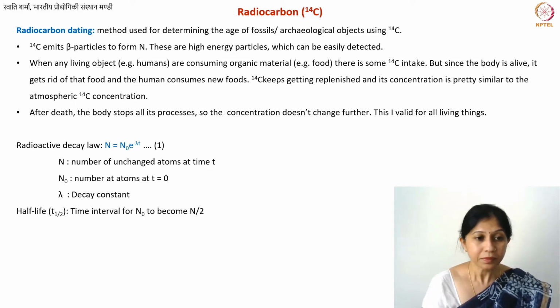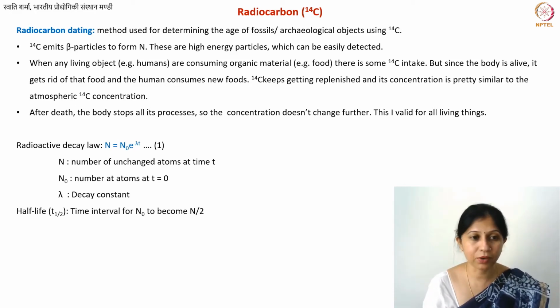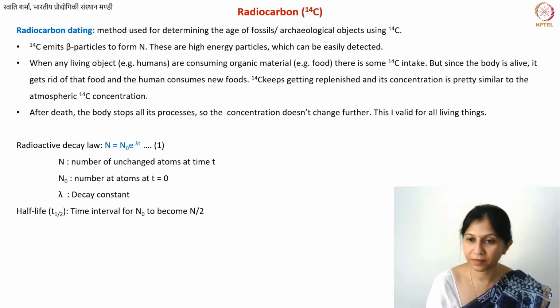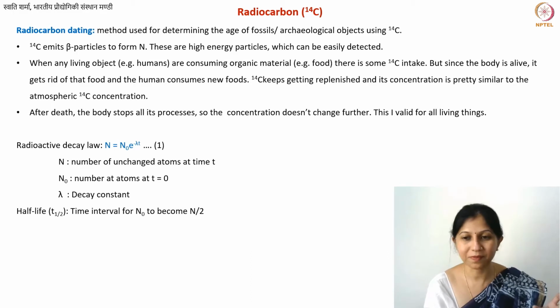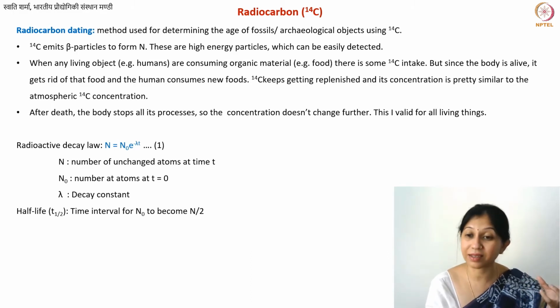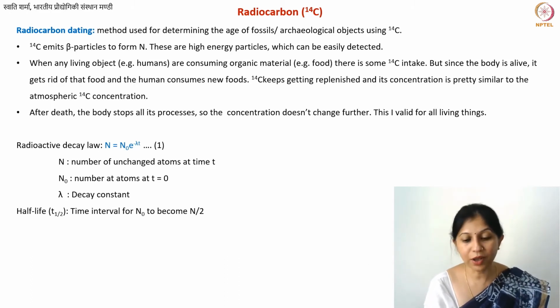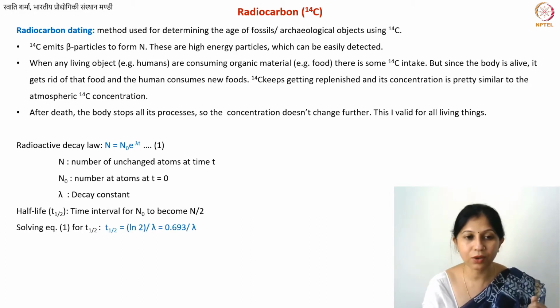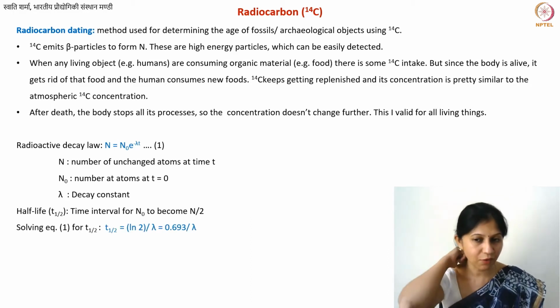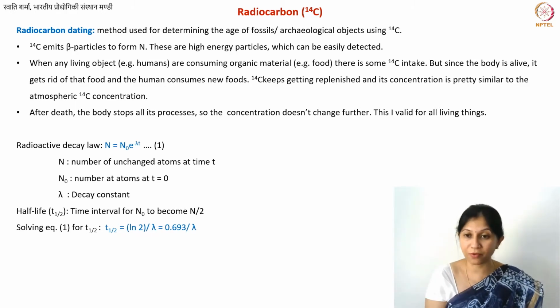Now, one more thing, probably you remember the half-life, when you have half of the radioactive material left. You define it as the time interval in which your N0 becomes N by 2. If you insert these values into equation 1, you will get a value of T half for everything. The general formula for T half is 0.693 by lambda, and I'm sure you remember this formula.